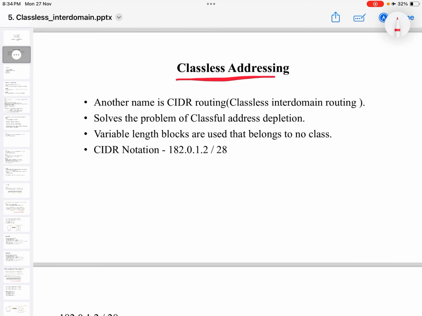So classless addressing. Another name is CIDR routing, that is classless interdomain routing. It solves the problem of classful address depletion. Variable length blocks are used that belong to no class. CIDR notation is like this. It is represented in this form.